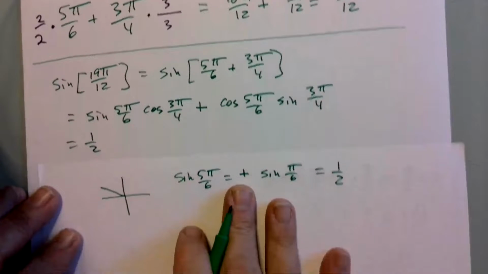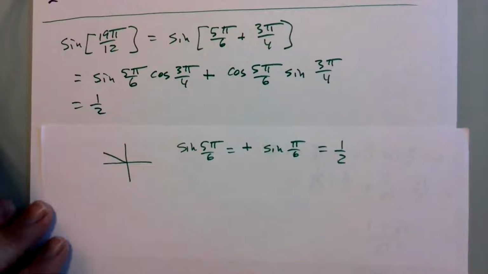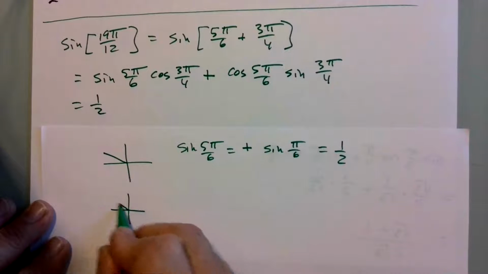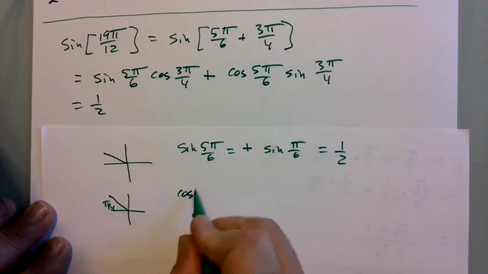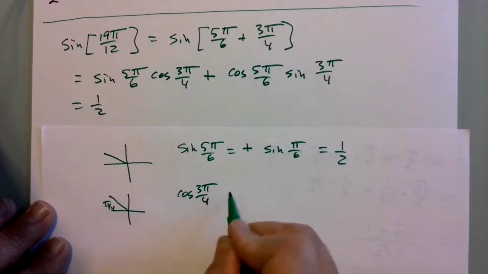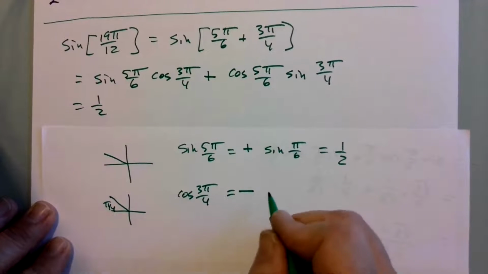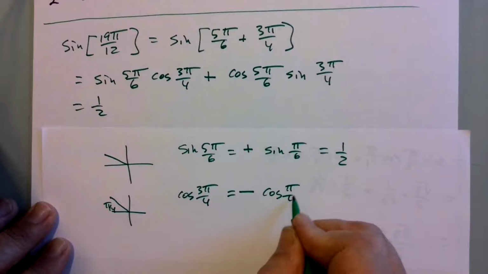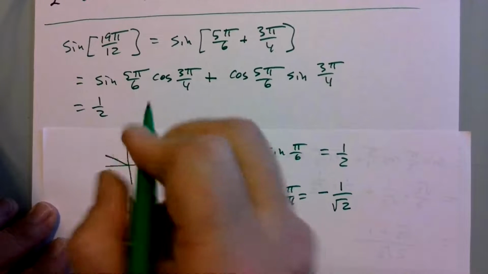Next I have cosine of 3 pi over 4. Where's 3 pi over 4? It's in the second quadrant. Reference angle is pi over 4. So the cos of 3 pi over 4, that's in the second quadrant, so that's negative. Reference angle is pi over 4. Negative the cos of pi over 4, which is negative 1 over the square root of 2.